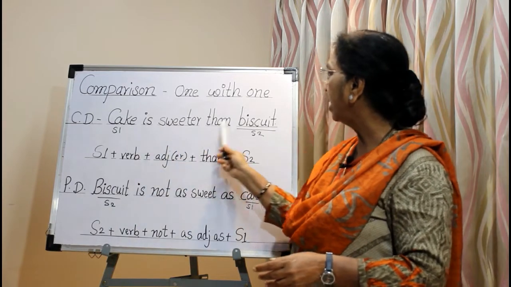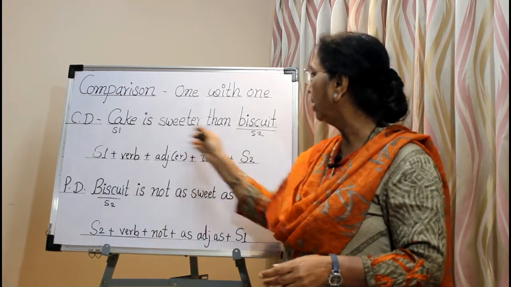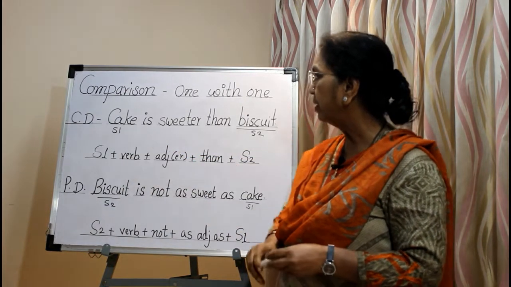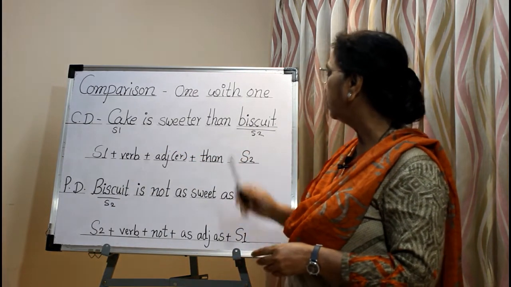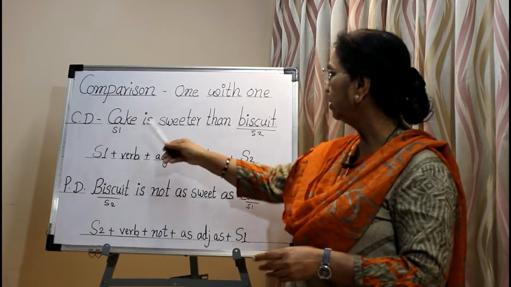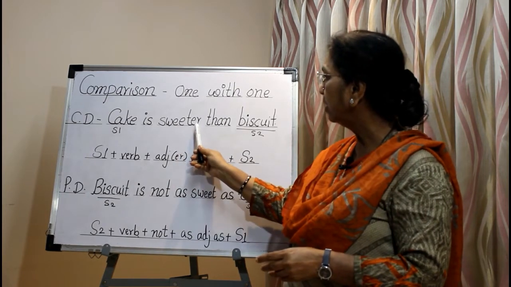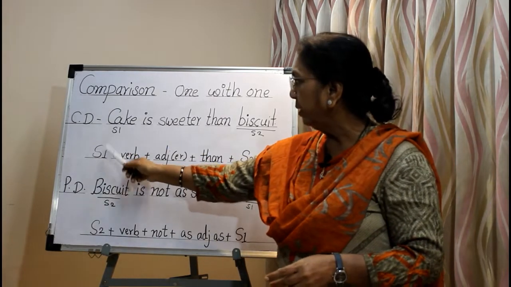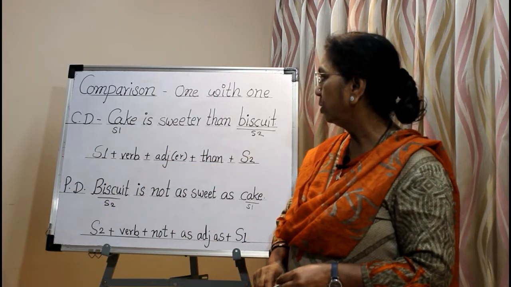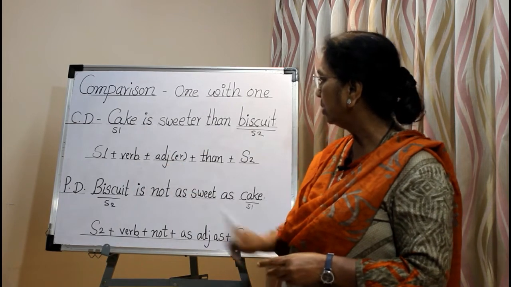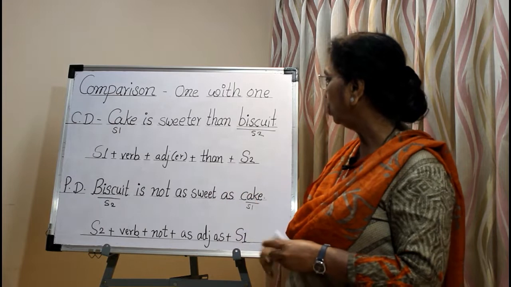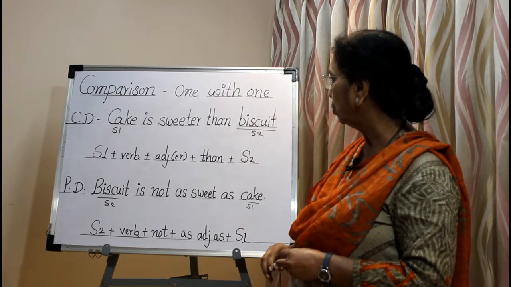Cake is sweeter than biscuit. Here cake and biscuit, they are compared. If we consider cake as subject number 1 and biscuit as subject number 2. This is a comparative degree. See here the structure of the sentence. In the beginning, the subject 1 is used, then verb form is used, er is added to the adjective, then than is used and then subject number 2.